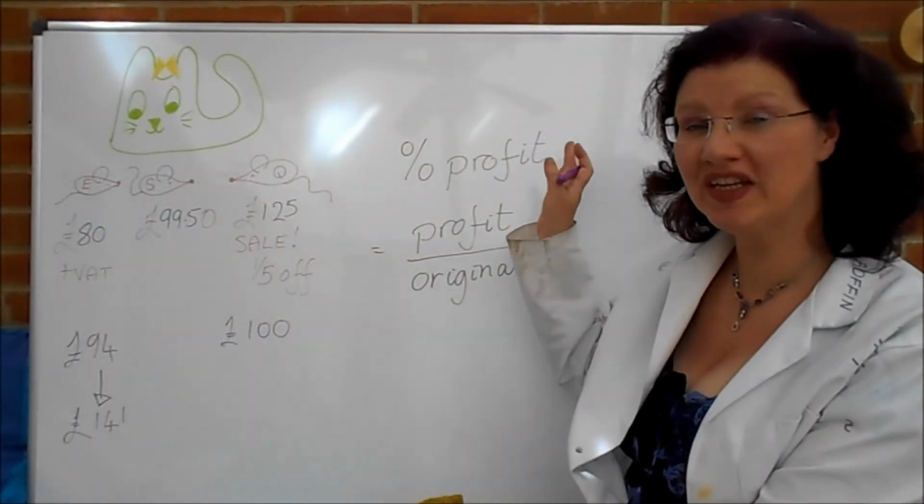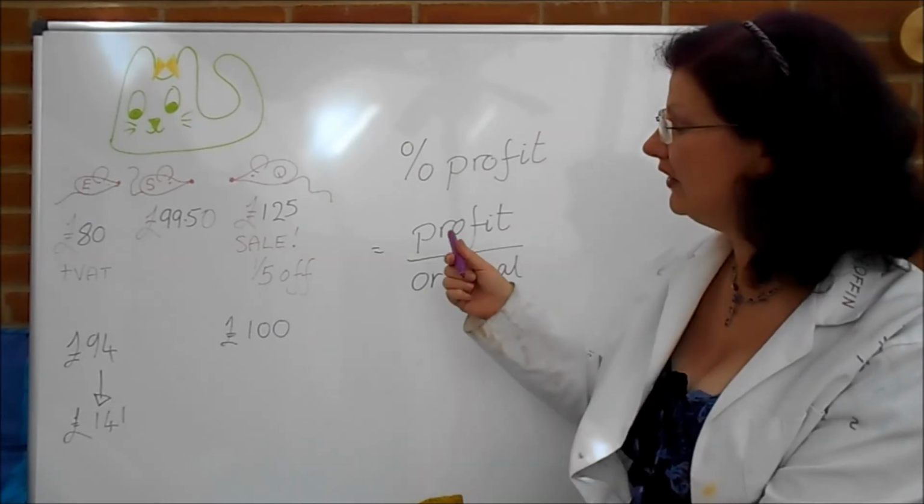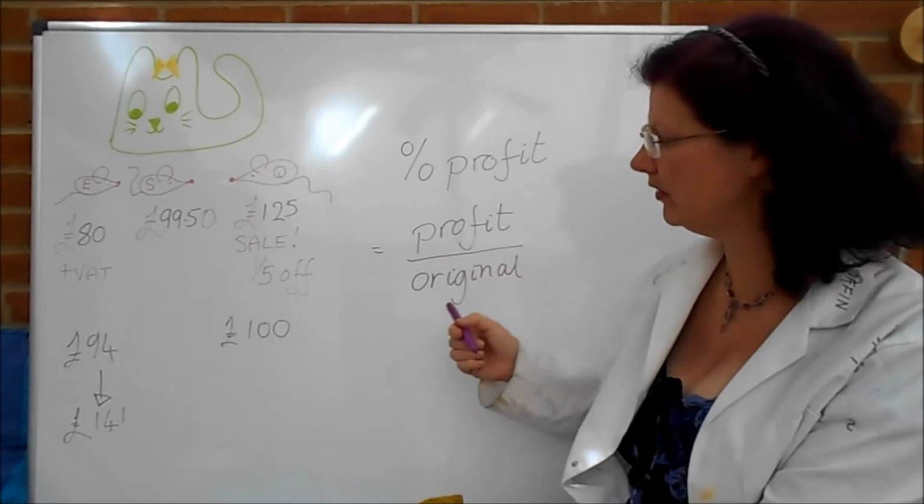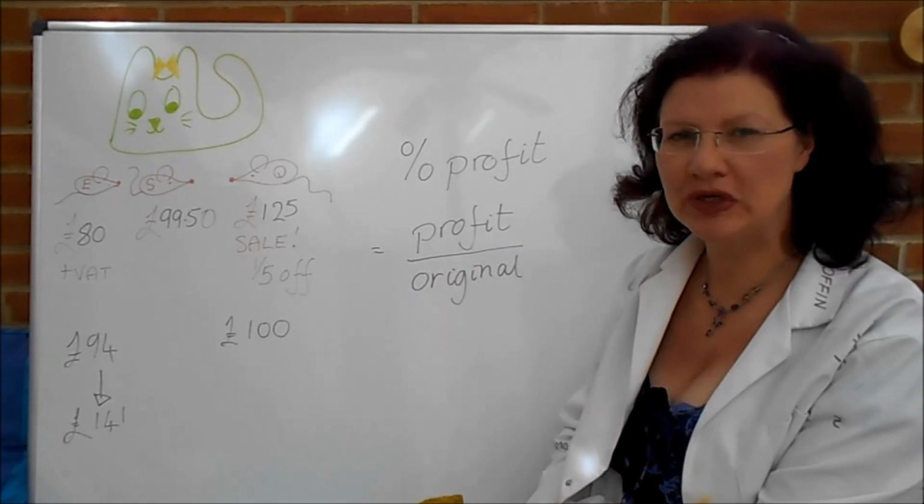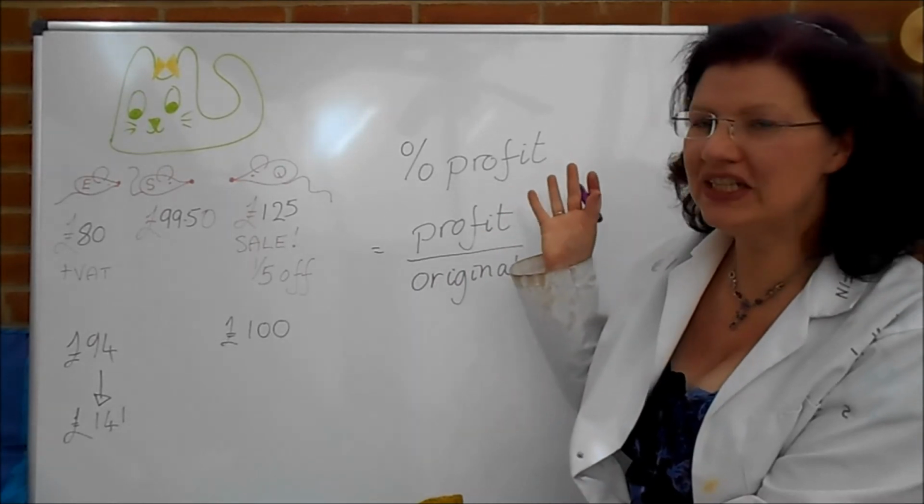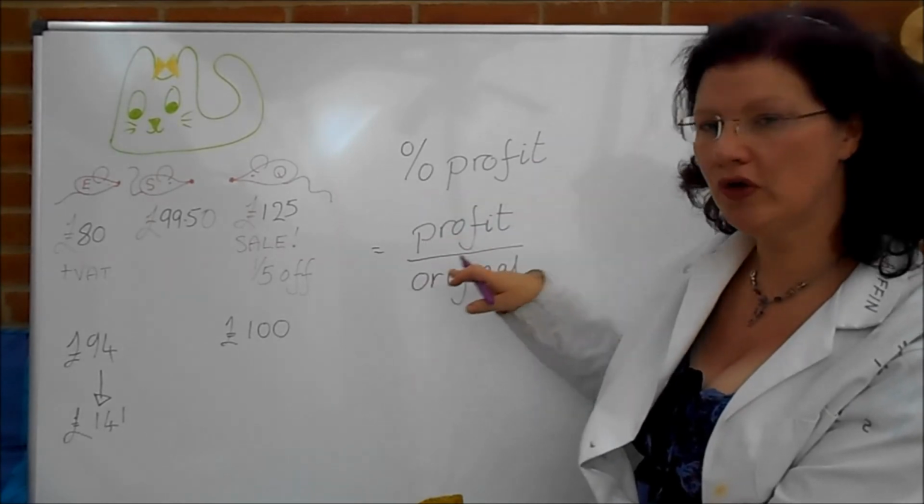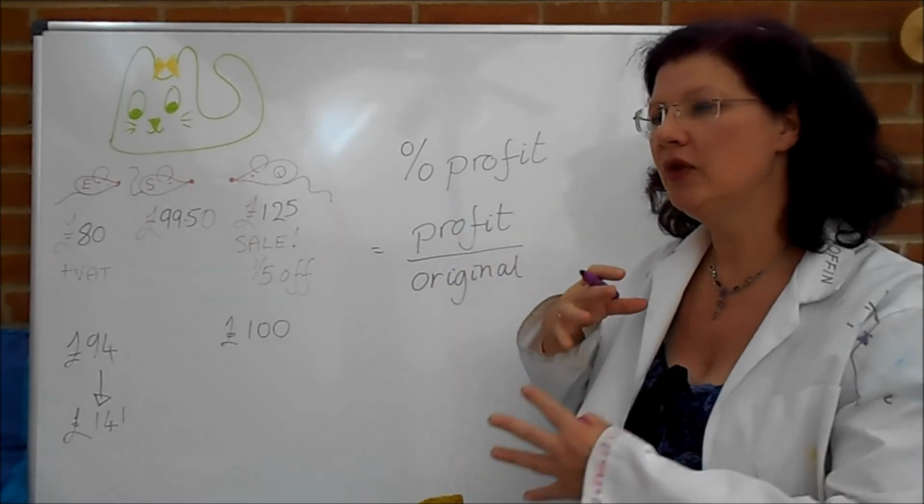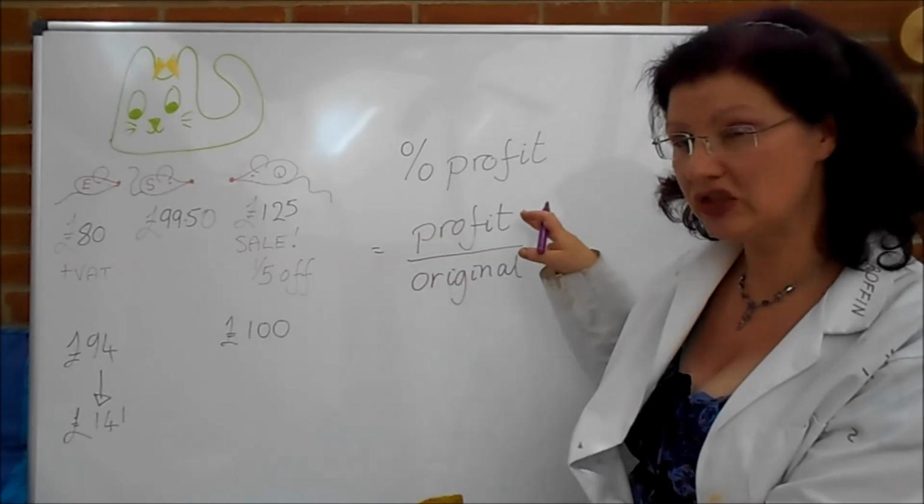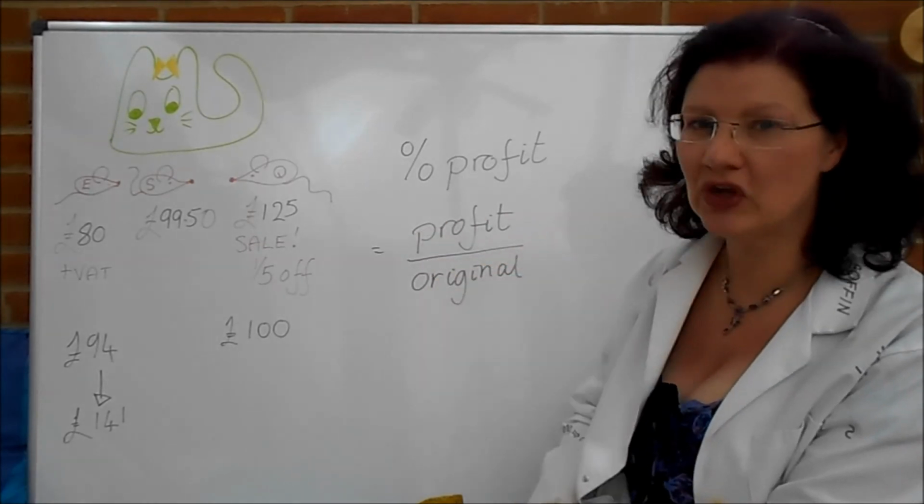Right, to work out the percentage profit, we're going to need the actual profit in pounds divided by the original number. This works out with percentage anything. If you need the percentage growth, you do the actual growth over whatever it started with. If you want the percentage loss, you work out the actual loss over whatever you started with.